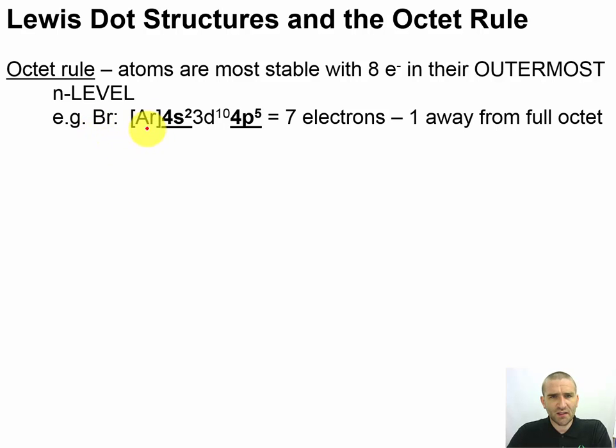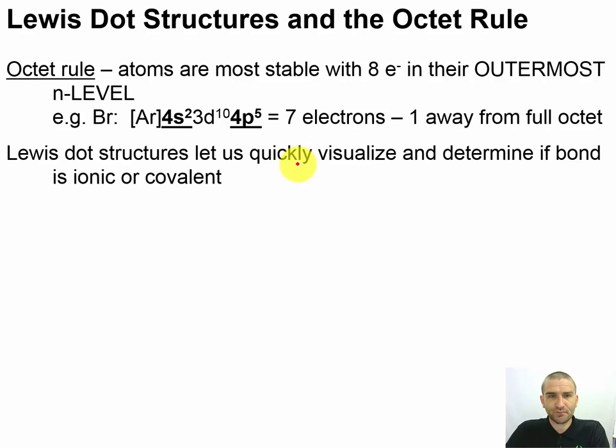Well, let's look at this example. Bromine is going to be argon on the inner shell. It's going to be a 4s2, 3d10, 4p5. So we're going to have 7 electrons in our uppermost n level. That means we're 1 electron away from having a full octet. So it ideally will grab one more electron and end up being very energetically stable as a result.